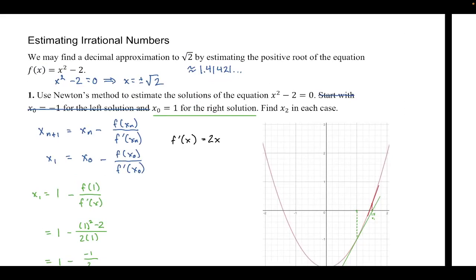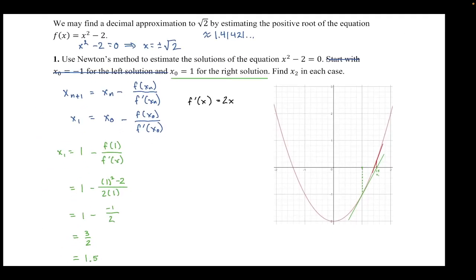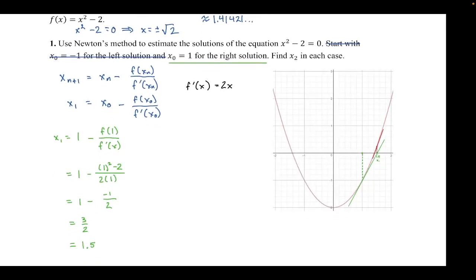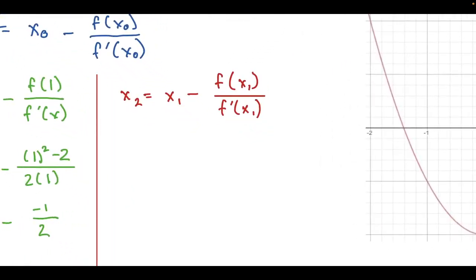And again, depending on how many iterations we want to do is how accurate this will be. So let's do the next approximation. That is to say, x sub 2 is going to be x sub 1 minus f of x sub 1 divided by f prime of x sub 1. All right, let's do this calculation.